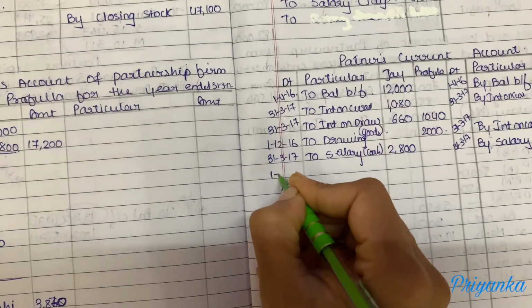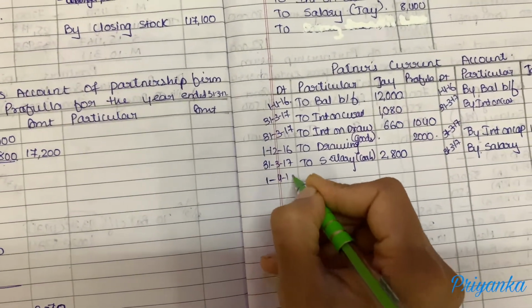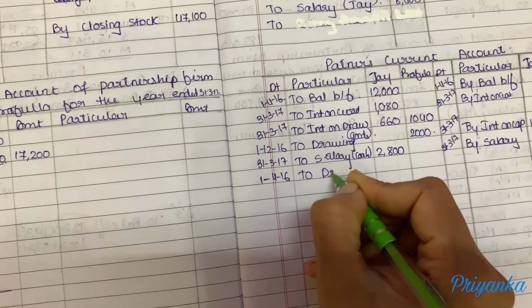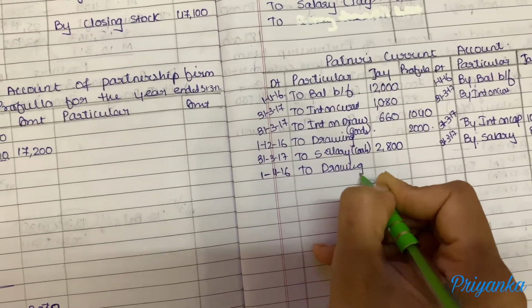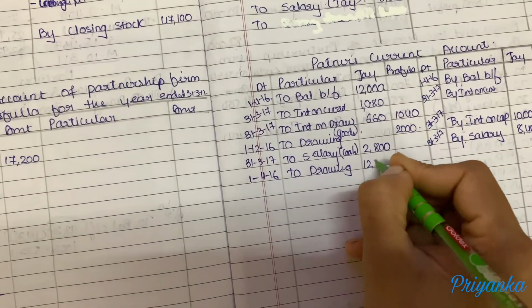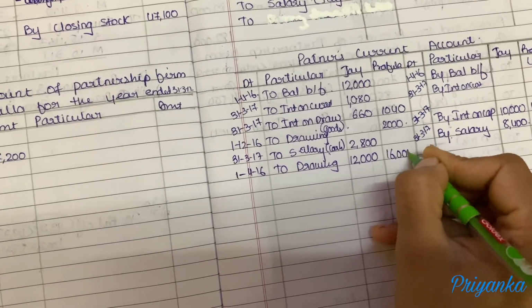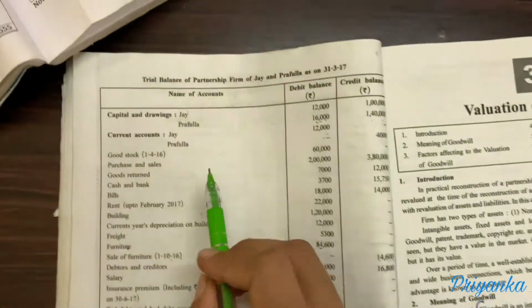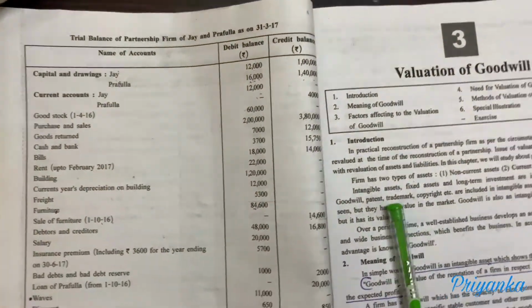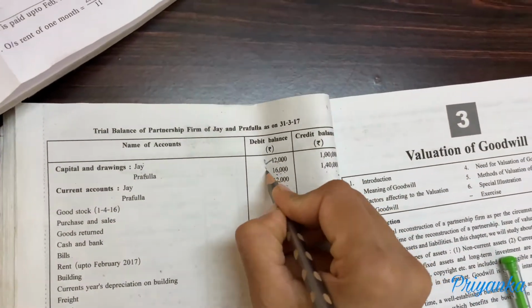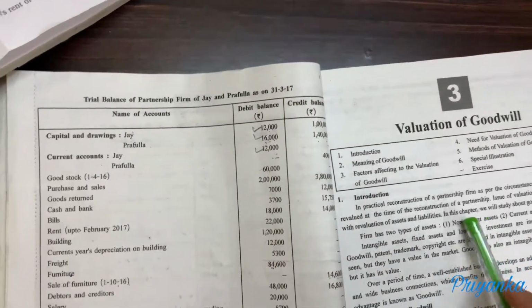So here I'm writing 1 April 2016 to drawing 12,000 and 16,000. Next, current account we already wrote. Don't forget to make a mark, so not creating any confusion.